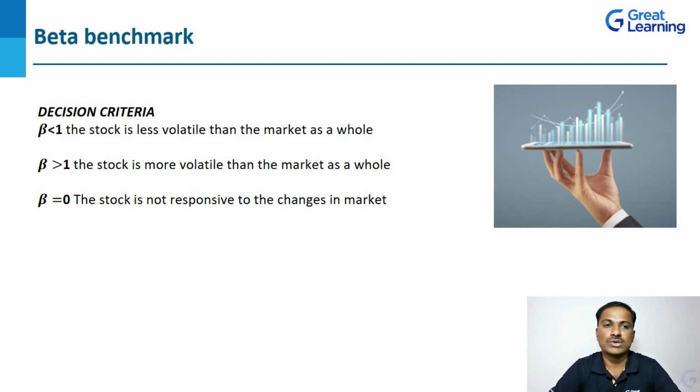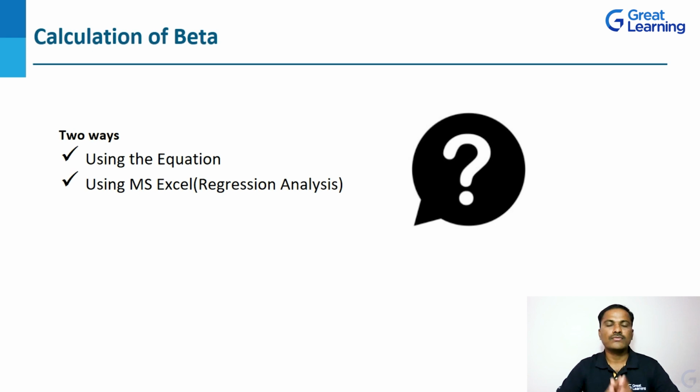When beta is equal to 0, what is the indication? That means the stock is not responsive. It is not responding to the changes in the level of the market. Whether the market is moving upward or downward, the stock is not responding to the changes in the level of the market. So that is beta equal to 0. Now, we know that beta is a measurement of systematic risk. So the beta factor is used to measure the systematic risk in the market.